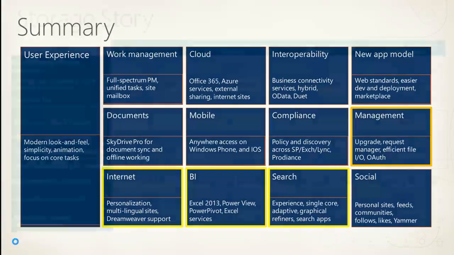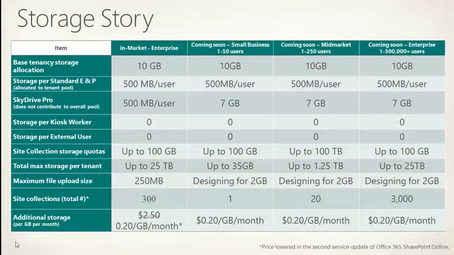So here is the look at the storage. The far left is where we are at today in market. And I'll walk pretty quickly through this just so that we don't run out of time here. But we have 10 gigabytes that you get at the base of storage. Every user that has an E license or a P license, these are different tenancies, adds 500 megabytes to the overall storage quota of the tenant. In SkyDrive Pro today, it's 500 megabytes.